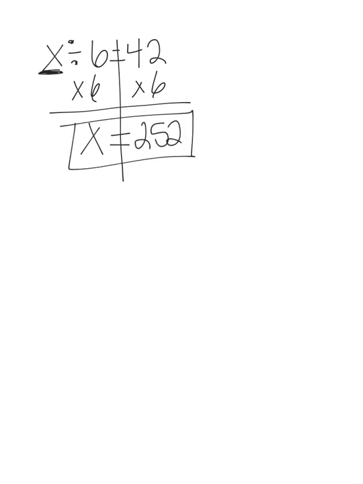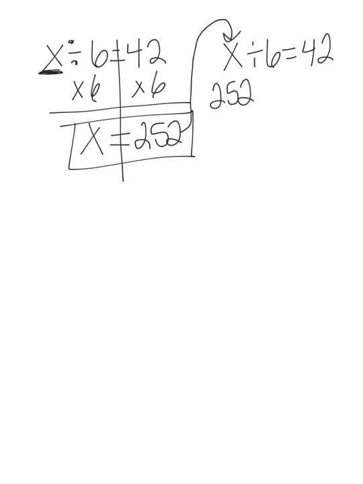So now let's check my work. Write the original problem. X divided by 6 is equal to 42. I'm going to substitute my answer, 252, divided by 6. I want to see if that's equal to 42. I put that in my calculator, and I am correct. 252 divided by 6 is 42.